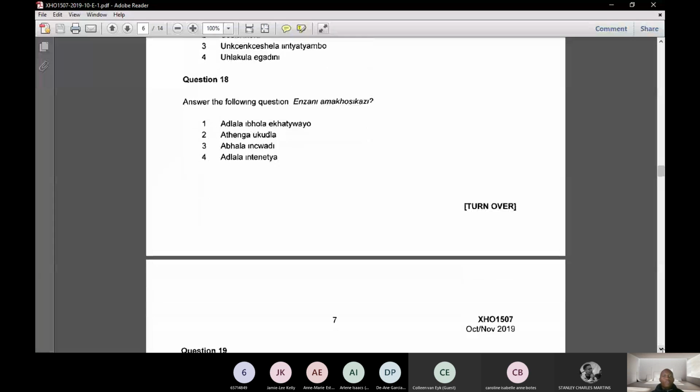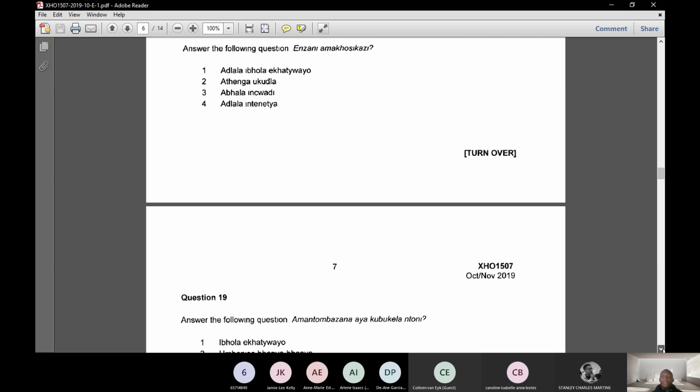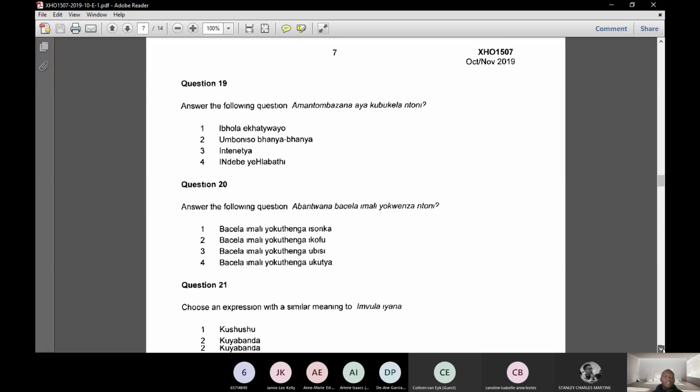Number 18, the following question. Enzani amakhosikazi? What are the ladies doing? Number 1, adlala ibhola. Number 2, athenga ukutya. Number 3, abhala incwadi. Number 4, adlala intenetya. Is it number 1, 2, 3, or 4? It's number 4. Number 4 is correct.